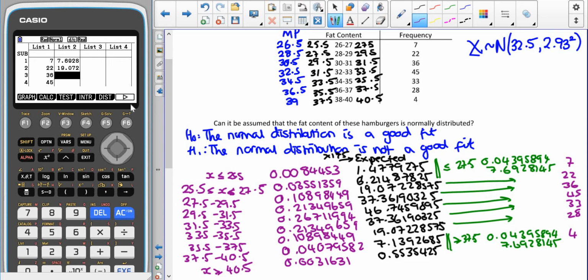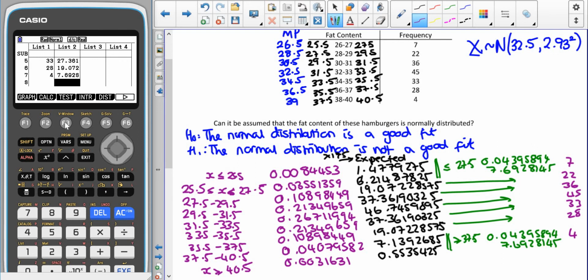19.07228575, then 37.36190325, then 46.7459895, then back down to 37.36190325, and then our 19.07228575, and then lastly 7.6928145.